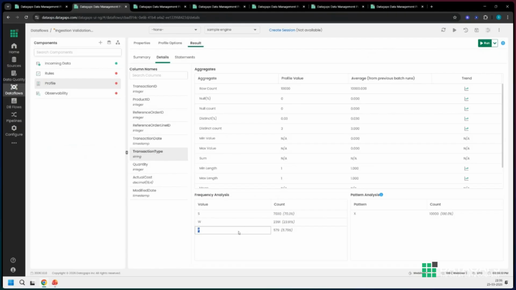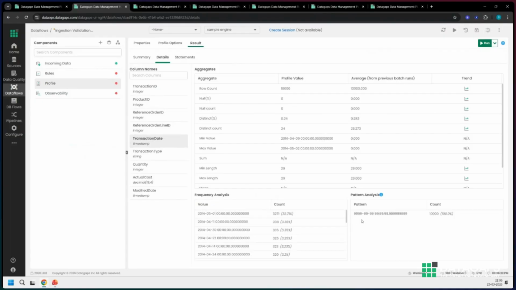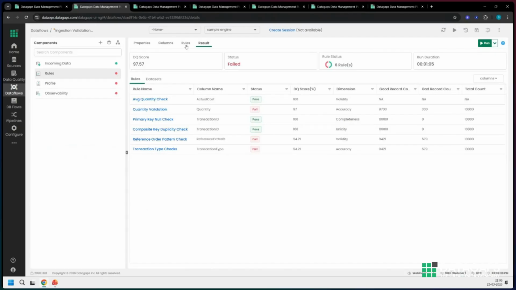Now, from a business perspective, P should be a value that should be absent in this data set. So I know there are some bad records purely because this is an incorrect transaction type. I can understand the overall distribution. I can even understand what the format of the data I'm dealing with is inherently. And I can use all of this information firstly to create rules for the system inherently.